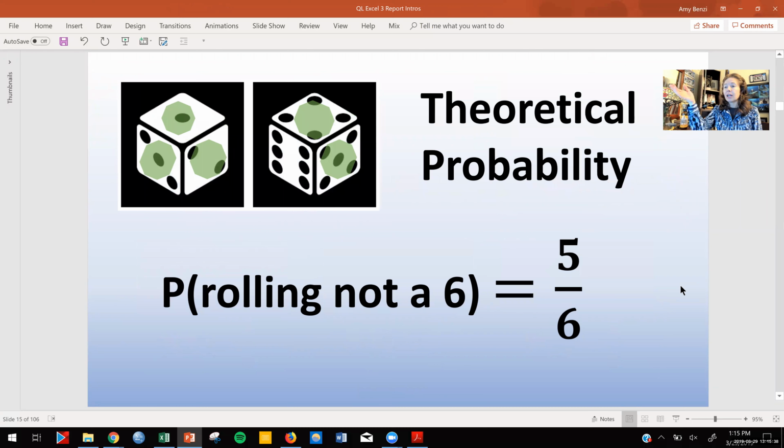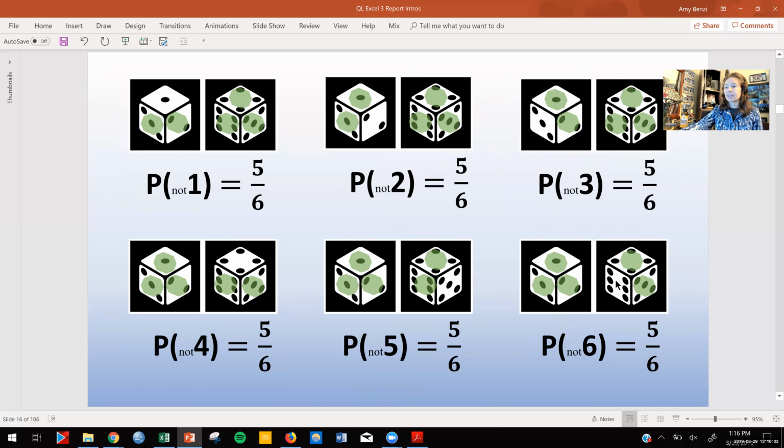So here now, let's talk about the theoretical probability of not rolling a 6. Well, if I don't want to roll a 6, that means that all of the favorable outcomes, the outcomes I'm looking for, are here painted in green. So I have 1, 2, 3, 4, 5 outcomes that are not 6. So I have 5 sixths. And then you can see here, if I have it for any of the numbers, again, the probability of not rolling a 1, the probability of not rolling a 2, and so on.